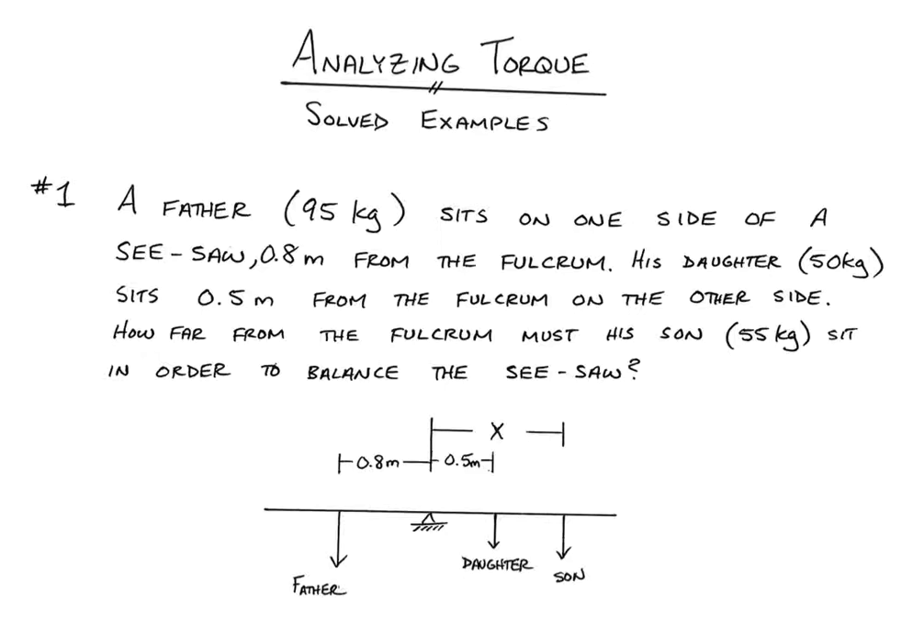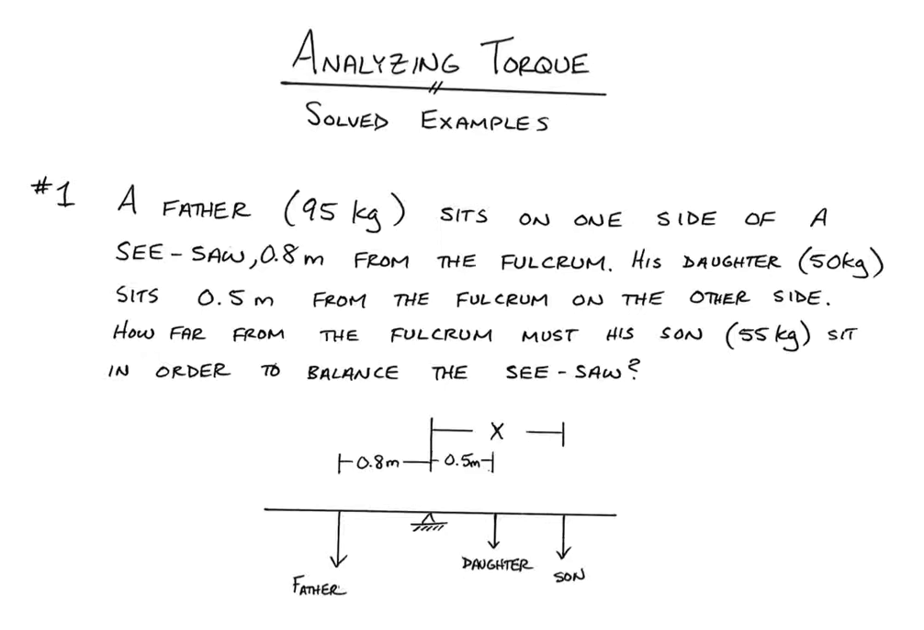So to get on with the problem, if we take a look at this first problem, a father who has a mass of 95 kilograms sits on one side of a seesaw, and he's located 0.8 meters from the fulcrum. His daughter, who has a mass of 50 kilograms, sits half a meter from the fulcrum on the other side. The question is asking how far from that fulcrum must his son, who has a mass of 55 kilograms, sit in order to balance the seesaw.